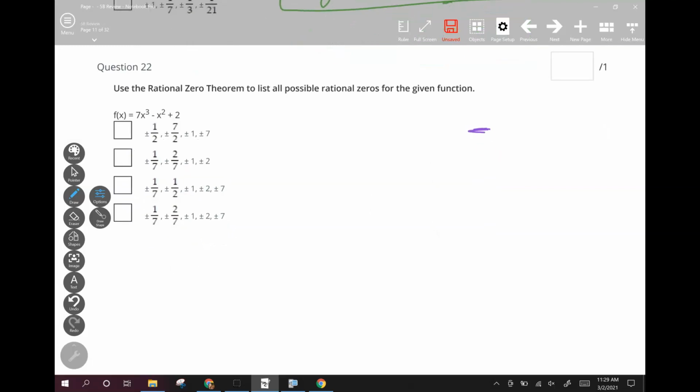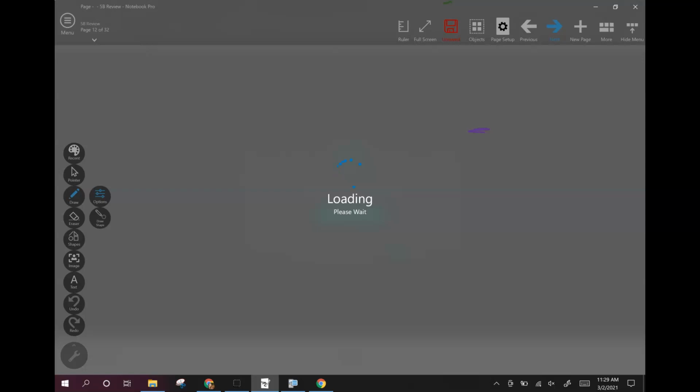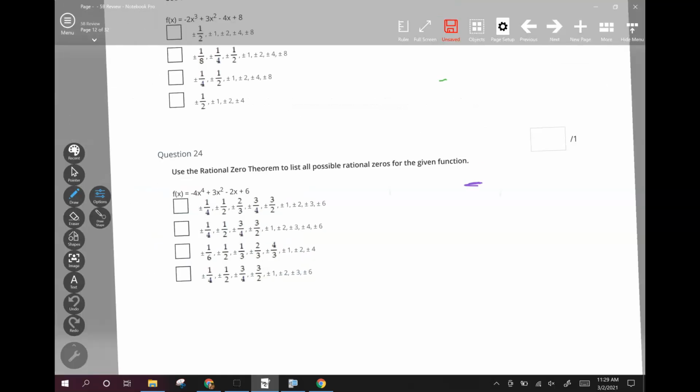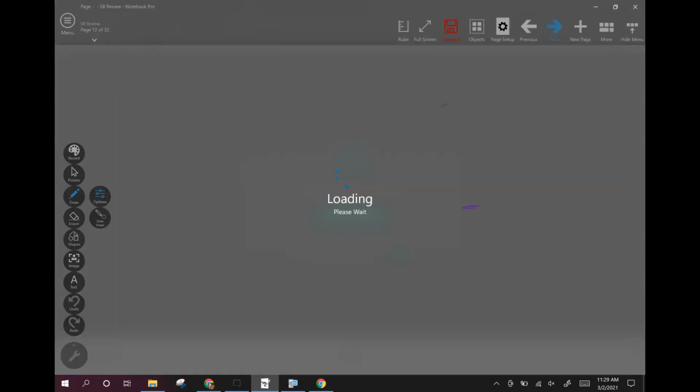Same thing on this one. So your p's are going to be your factors of 2. Your q's are going to be factors of 7. Then you do plus or minus p divided by q. Same thing here and here.